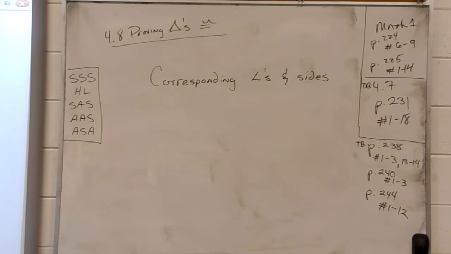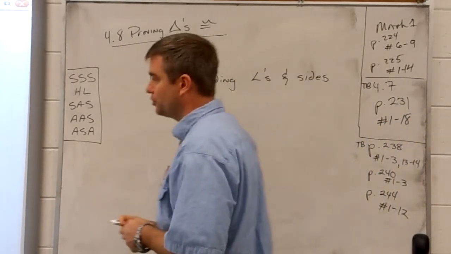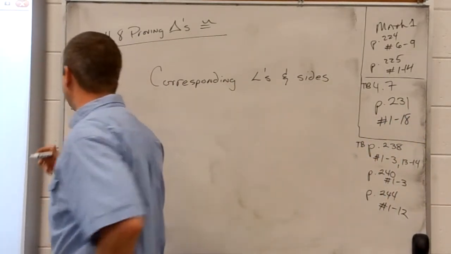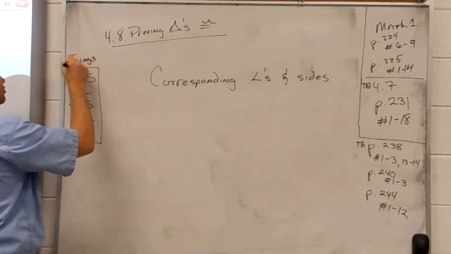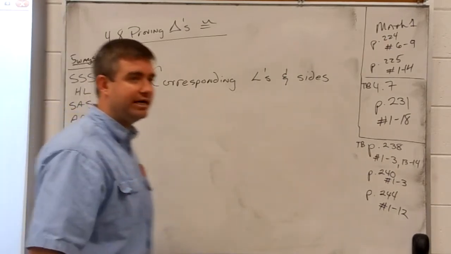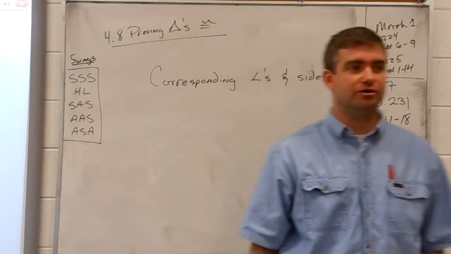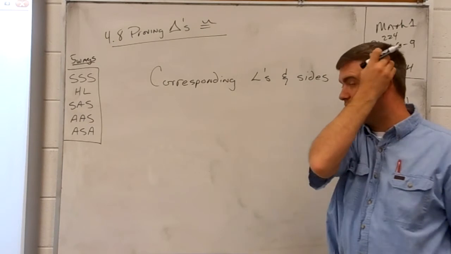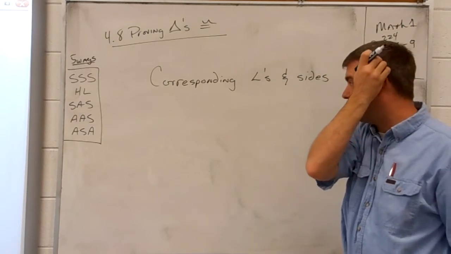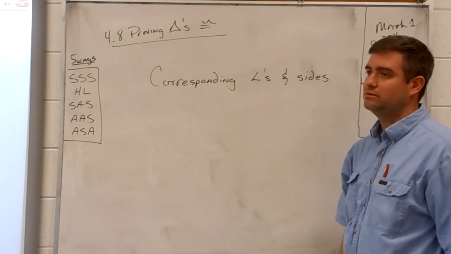This is 4.8, Math 1. We are now going to start talking about proving triangles are congruent. You have 5 different ways to prove that triangles are congruent. Go ahead and write down these 5 ways in the margin of your notes there. Side, side, side, HL, side, angle, angle, side, and angle, side, angle.